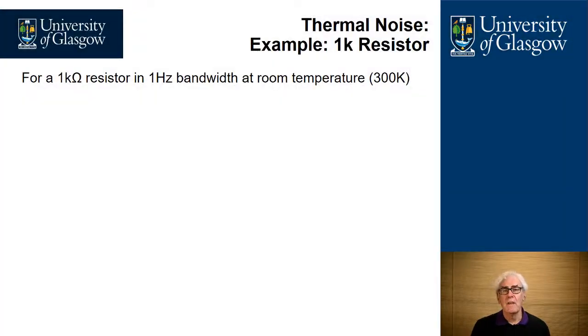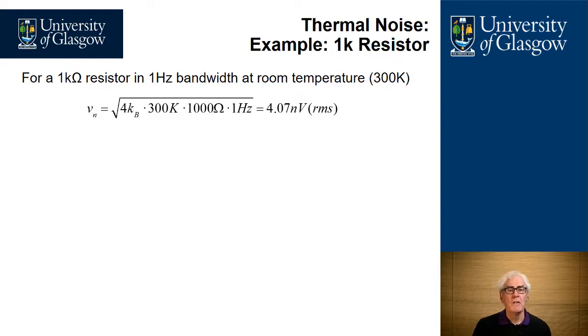Now let's look at a practical example and do some calculations based on noise. Let's take a simple 1k ohm resistor, and we're going to look at the noise generated in a 1 Hz bandwidth at room temperature of 300 K. Plugging the numbers into the equation, we have a noise voltage, which is the square root of 4 times Boltzmann's constant, times the temperature, times the resistance, times 1 Hz. And that works out to be 4.07 nanovolts RMS.